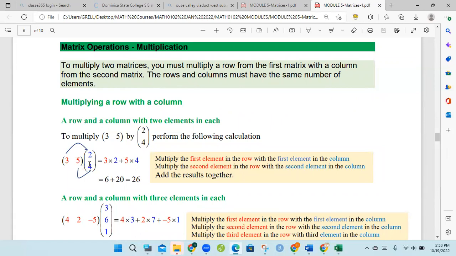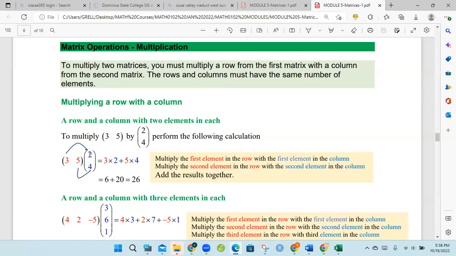That is the condition. In this example, you have 3 elements in the row of the first, 3 elements in the column of the second. So multiplication is possible. If that condition is not met, then multiplication is not possible. And the reason for that, when you multiply matrices, you multiply the elements of the row to the elements of the column, and you have to add.